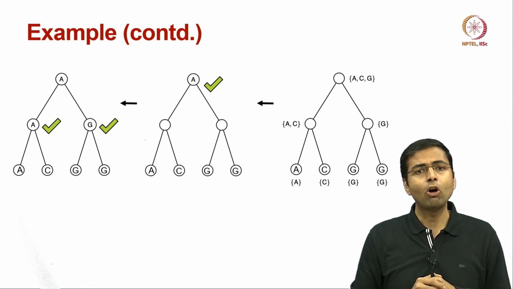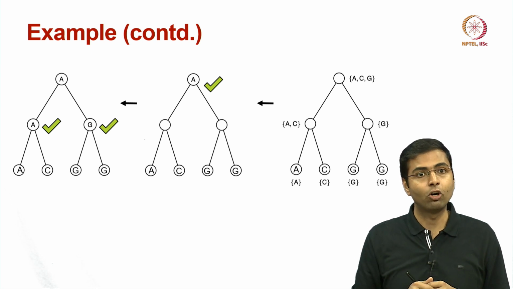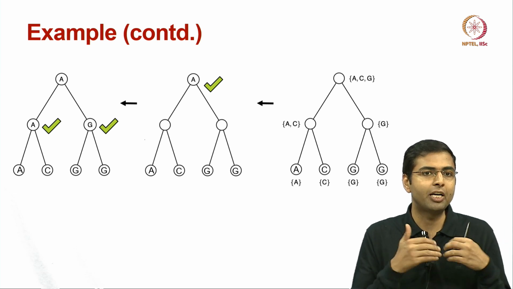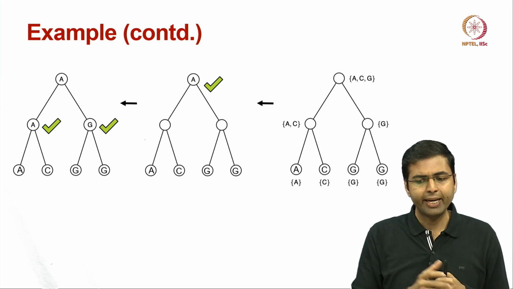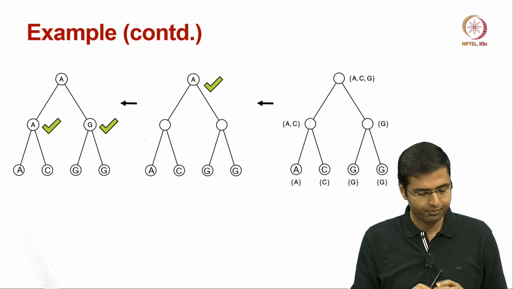Now, this algorithm is not as intuitive as Sankoff's algorithm, because Sankoff's algorithm was very intuitive, that is, we were considering all possibilities at the children and then we were solving our way up. But here the algorithm is not as intuitive.